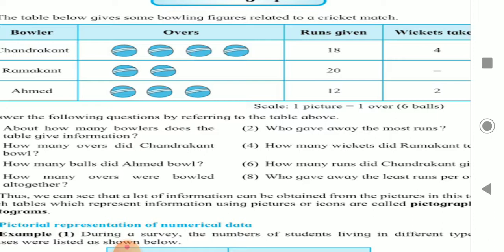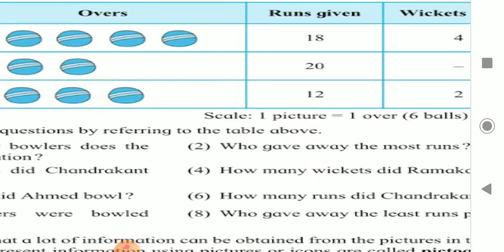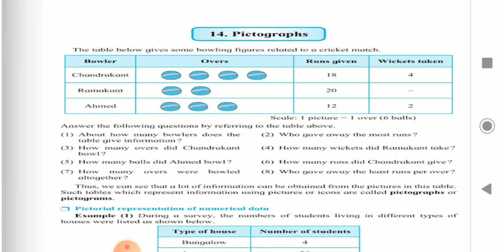While bowling, 18 runs were taken by the batsman, and 4 wickets were taken. In this way you are required to answer the questions, and here you will find the scale: one picture, that is 1 over, represents 6 balls. So this pictograph gives us a lot of information, and it can be obtained from the pictures. These pictures or icons which give information are called pictographs.